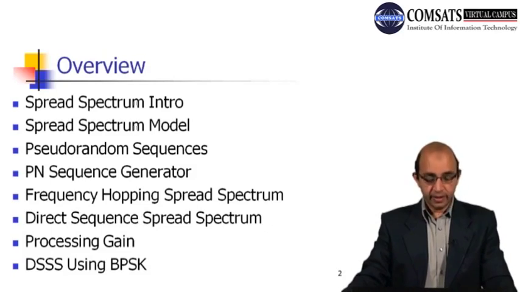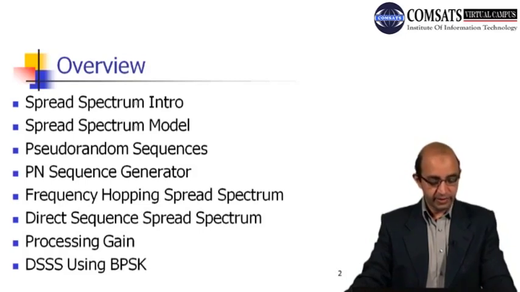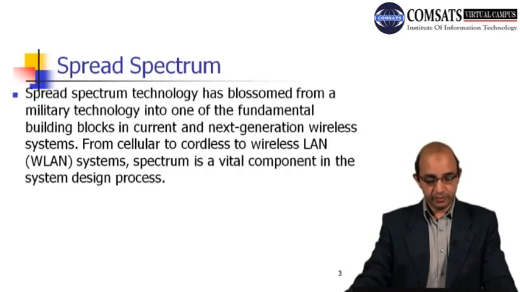And then we can gauge the spread by processing gain, and we will be talking about the mathematical representation of processing gain. And then what are the different modulation schemes, and we will be talking about one of these modulation schemes, that is binary phase shift keying, which is used when we have direct sequence spread spectrum.